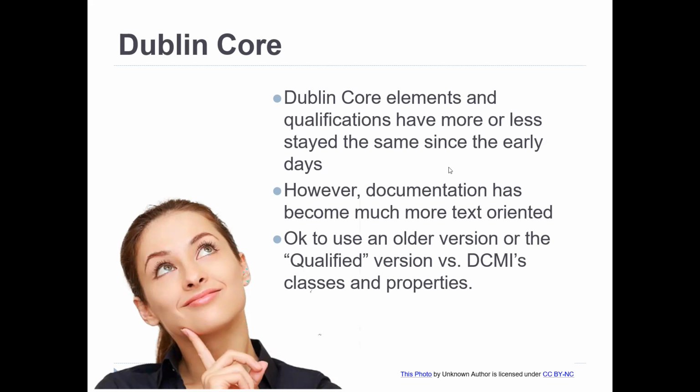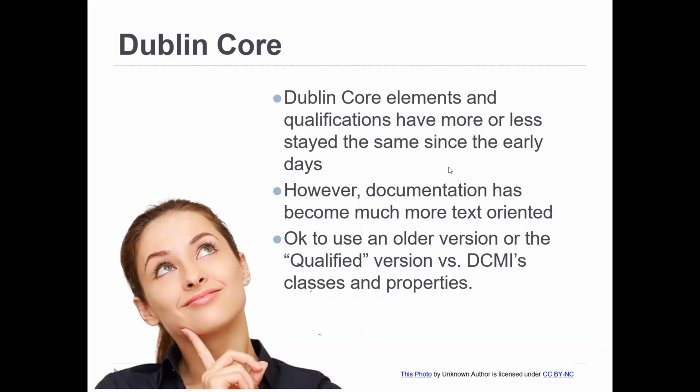The elements and qualifications have more or less stayed the same since the early days. They've just added to things, and they have rearranged Dublin Core elements into classes and properties. Terminology's changed just a little bit, but I think it's pretty easy to work out where the terminology has changed when you look at them.